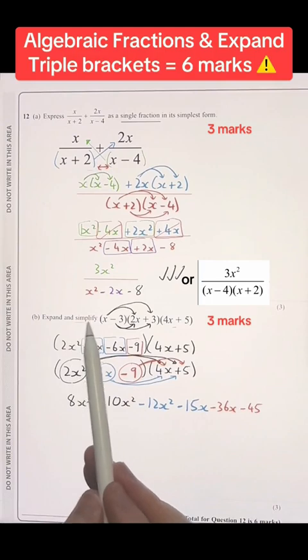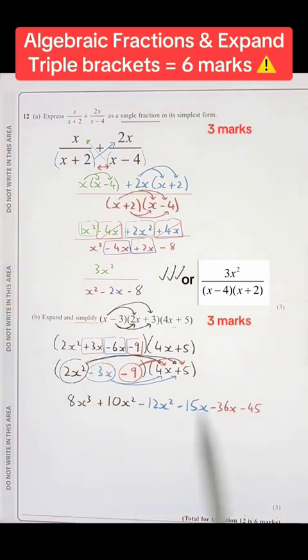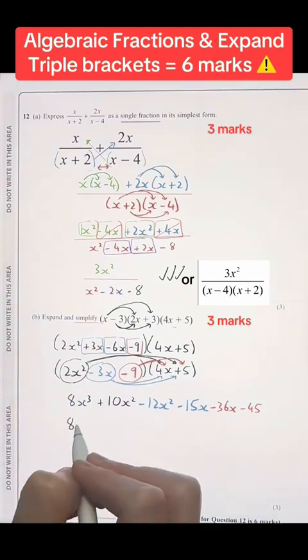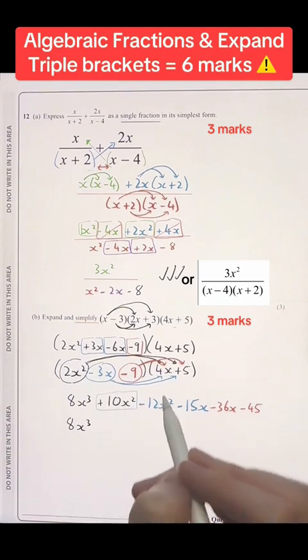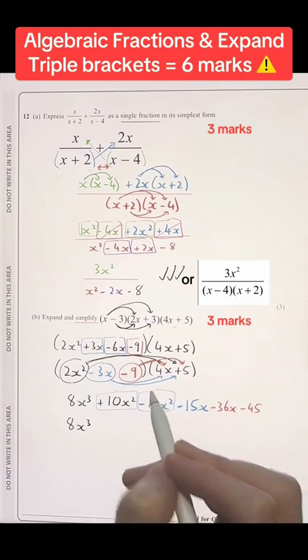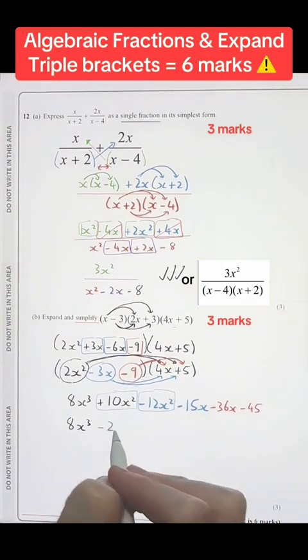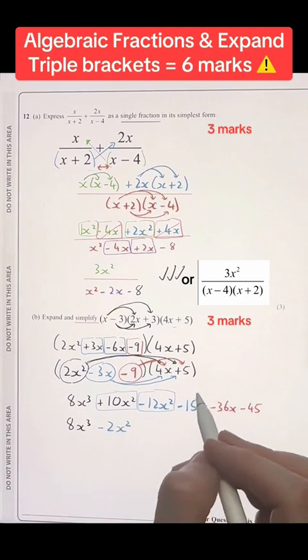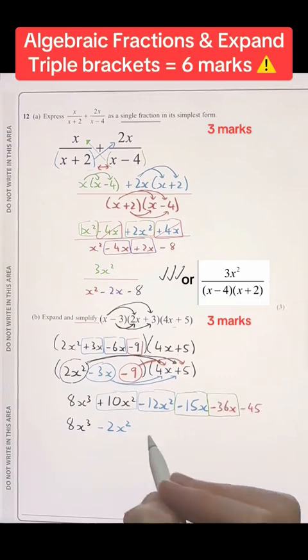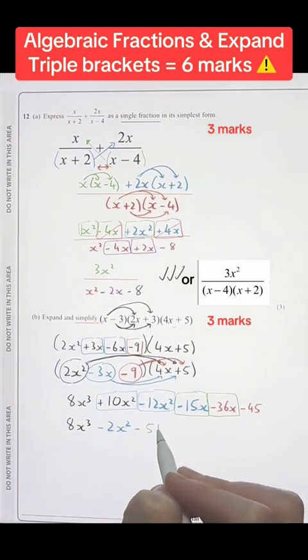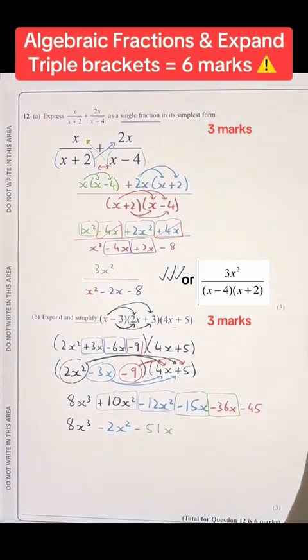Now I come to simplify, i.e. collect like terms. Looking along the line, I've got 8x cubed and no other term ending in x cubed, so I'll write that down. Collecting my x squared terms together, here I've got 10x squared, subtract 12x squared, which will give us negative 2x squared. Collecting my single letters of x together, negative 15x, subtract another 36x, will simplify to give us negative 51x. And I've still got my number term, in this case of negative 45, on the end.